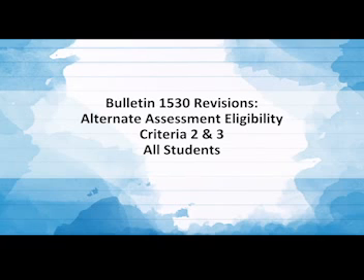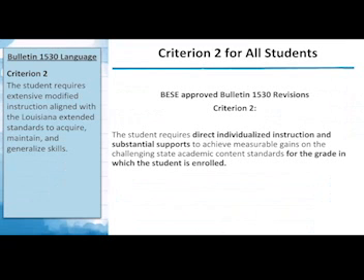Now we're going to take a look at revisions to criteria 2 and 3. These criteria and the revisions to them apply to all students in all grade levels. If we look to the left, we can see the current Bulletin 1530 language from 2014. The criterion reads, the student requires extensive modified instruction aligned with the Louisiana Extended Standards to acquire, maintain, and generalize skills. The BESE approved revisions now have the second criterion read, the student requires direct individualized instruction and substantial supports to achieve measurable gains on the challenging state academic content standards for the grade in which the student is enrolled.